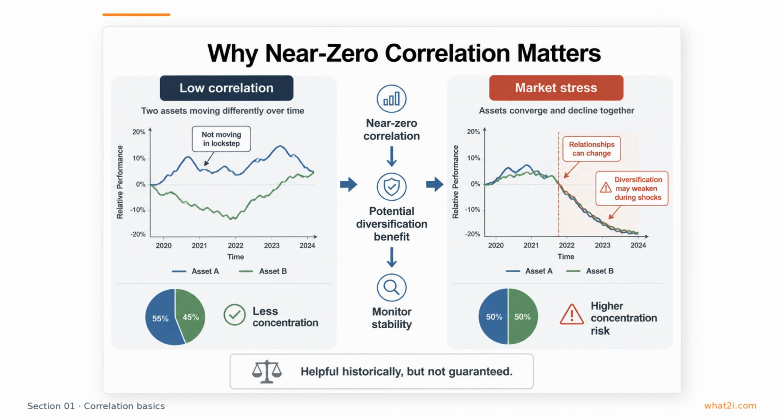The caution is that low correlation is a historical observation, not a promise about the future. During market shocks, assets that once moved differently can suddenly start falling together. So a low past correlation is helpful information, but it should be treated as conditional rather than permanent.